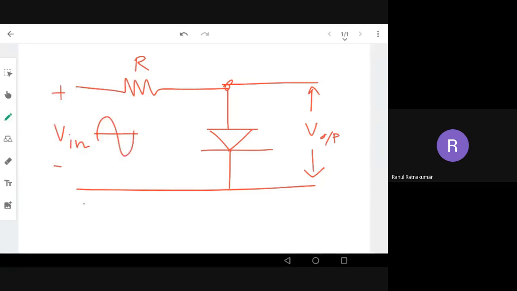Say across the resistance, what are the different voltage waveforms across the resistance? That means if I connect this to a CRO or a voltmeter, or for example, I'm connecting this to a display, so what will be my waveform if I see across the resistor? That is one question. And the question is, what will be the output waveform?